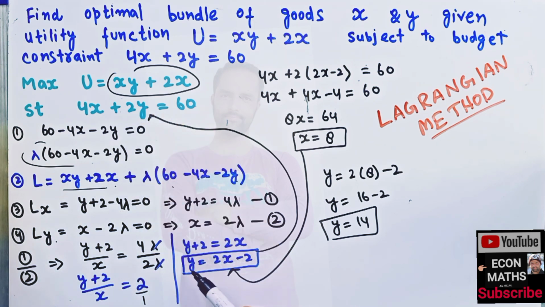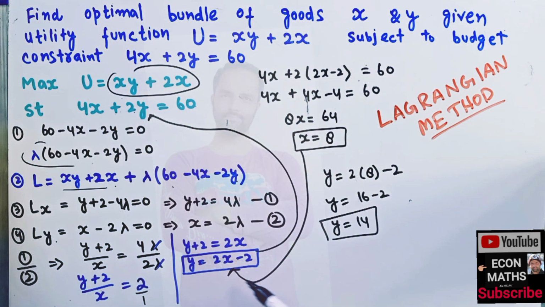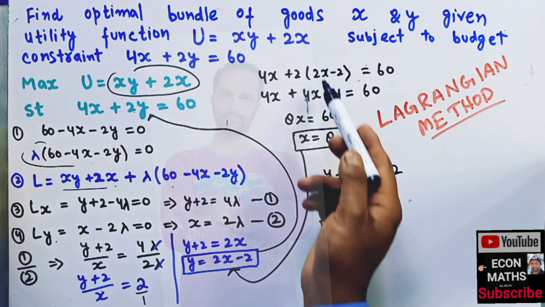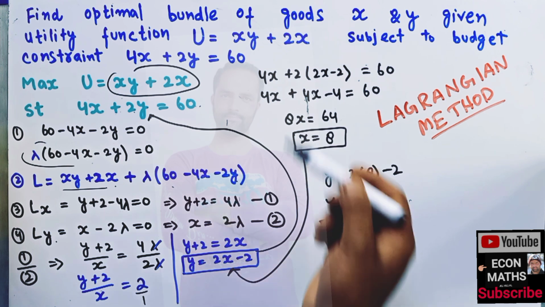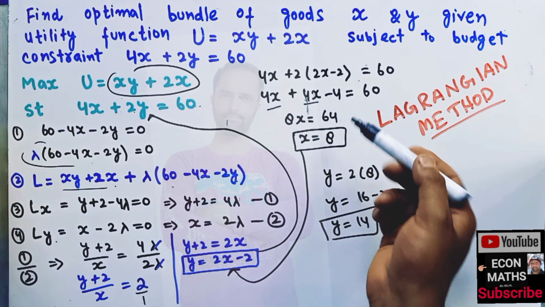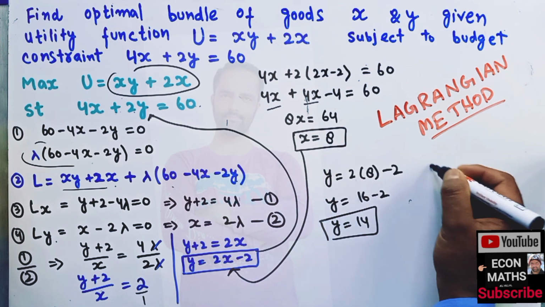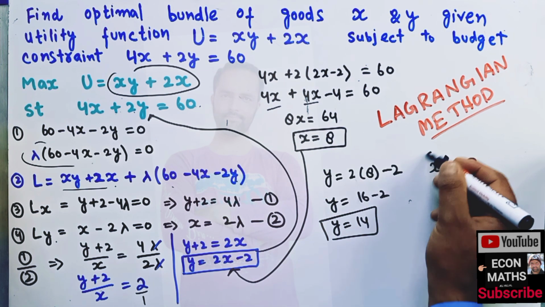When I put the value y = 2x - 2, we have 4x + 2 times (2x - 2), which we set equal to 60, that is the budget constraint. Now this becomes 4x + 4x - 4 = 60, or 8x = 64. We get the optimal value of good x equal to 8.